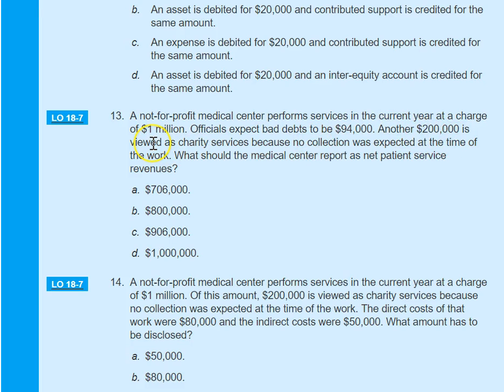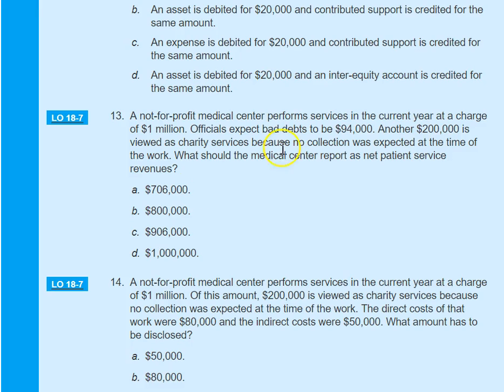that means these 294,000 should be deducted from this 1 million, which is apparently the gross revenue, and then you will find their net patient service revenue. That means 1 million minus 294,000. And the numbers are pretty straightforward. It should be 706,000. You can use your calculator and get ready during your exam. You may need to do very few of these types of calculations. So the answer is number A, 706,000.